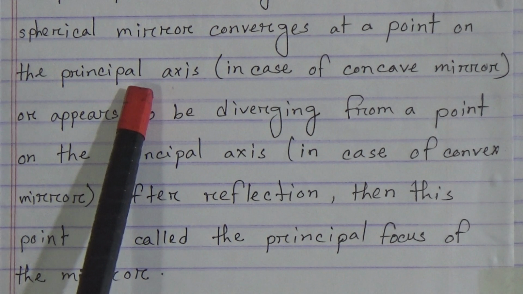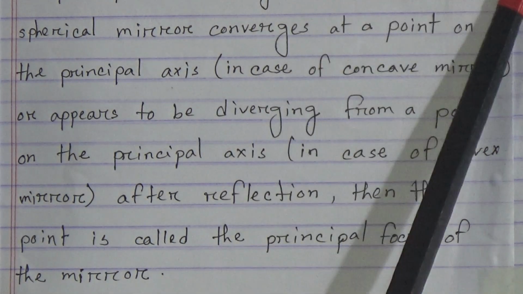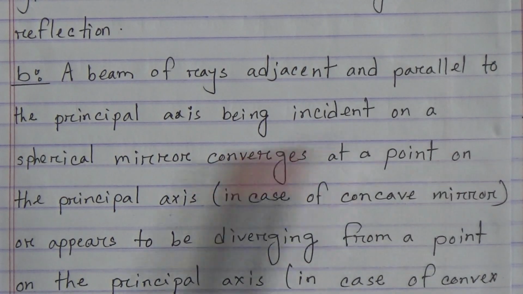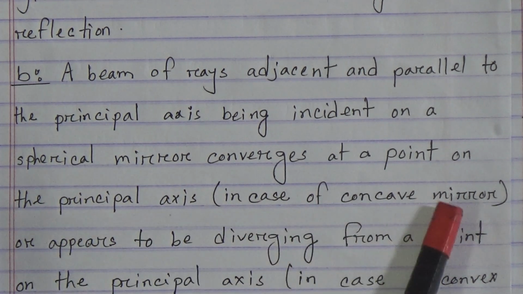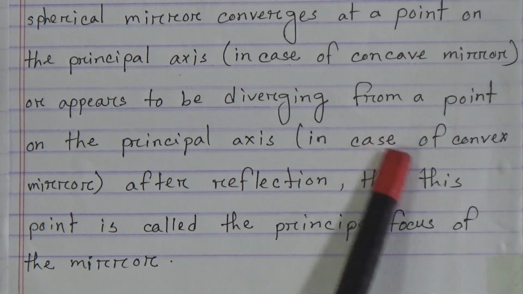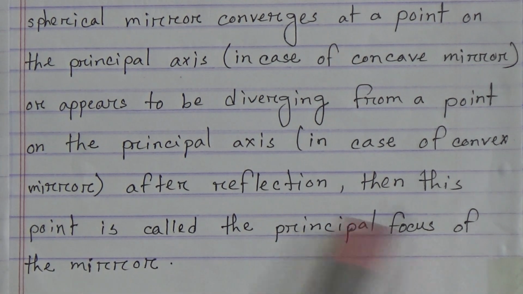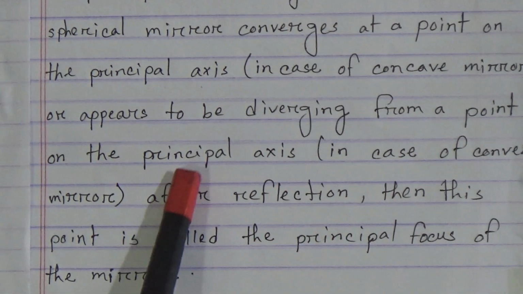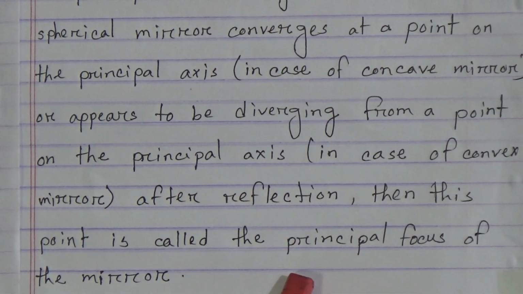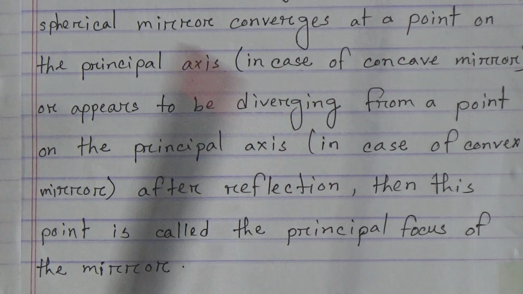My dear students, I am repeating this question answer again. What do you mean by principal focus? A beam of rays adjacent and parallel to the principal axis being incident on a spherical mirror converges at a point on the principal axis in case of concave mirror, or appears to be diverging from a point on the principal axis in case of convex mirror. After reflection, then this point is called the principal focus of the mirror. My dear students, to write down the definition of principal focus, you have to describe for the concave mirror and also convex mirror.